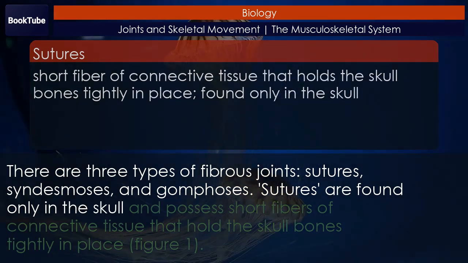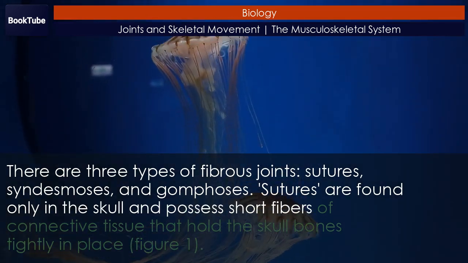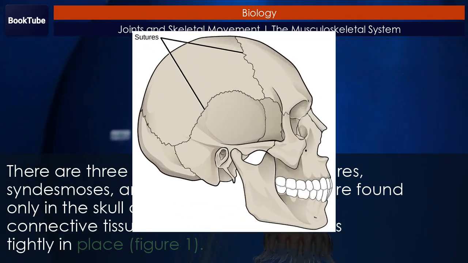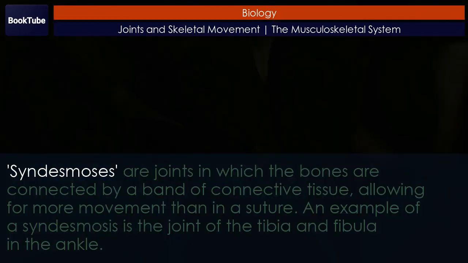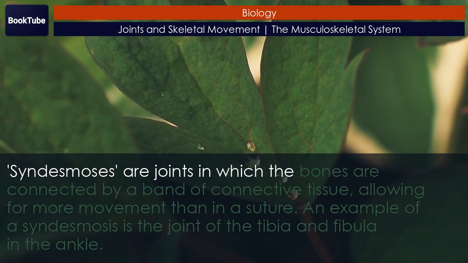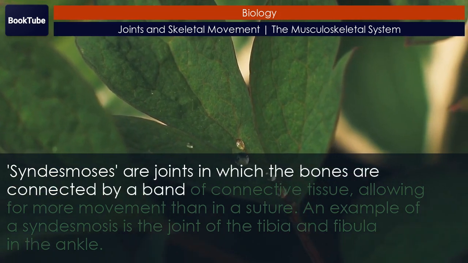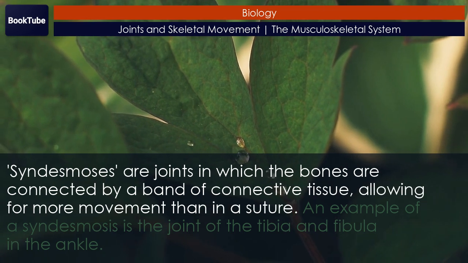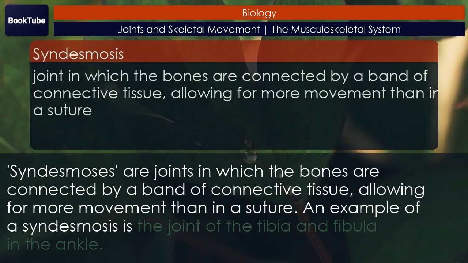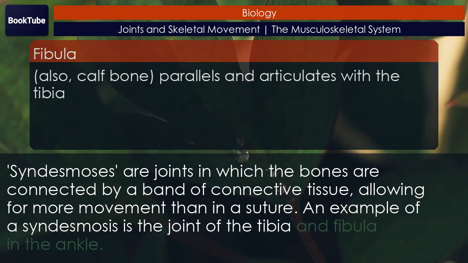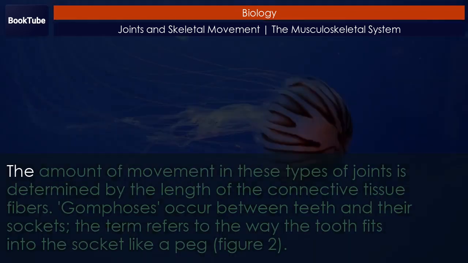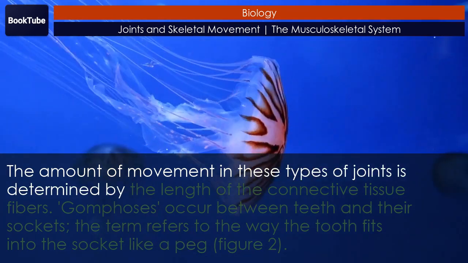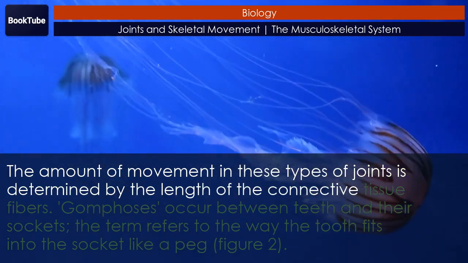Sutures are found only in the skull and possess short fibers of connective tissue that hold the skull bones tightly in place. Syndesmoses are joints in which the bones are connected by a band of connective tissue, allowing for more movement than in a suture. An example of a syndesmosis is the joint of the tibia and fibula in the ankle. The amount of movement in these types of joints is determined by the length of the connective tissue fibers.